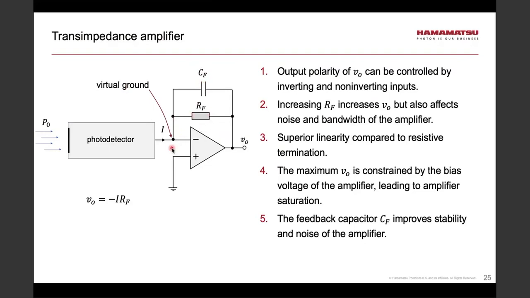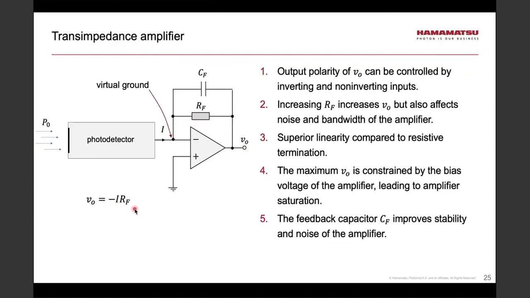The advantage is that because of the way the op-amp operates, this point right here is kept at the ground. If the positive input is at the ground, this op-amp will do everything it can to make the potential on the negative input ground as well. Therefore, the photodetector is "happy" because it is not biased. The anode is at the ground. We call such ground a virtual ground. And the output voltage is Ohm's law actually, I times RF.